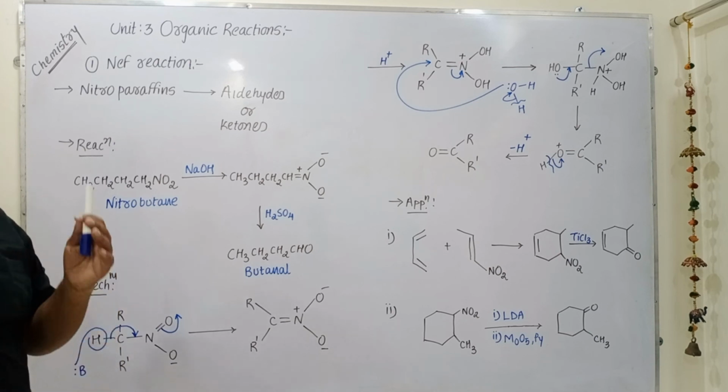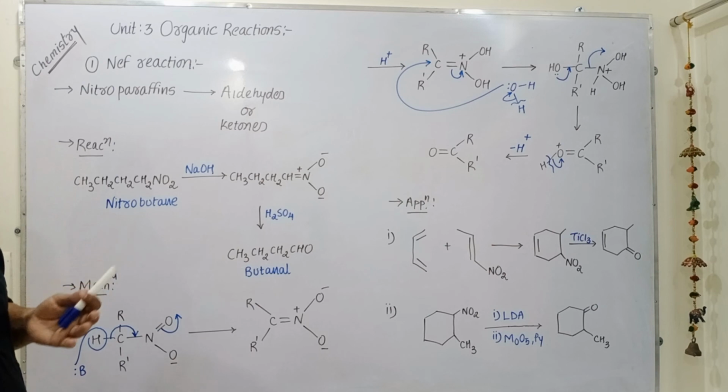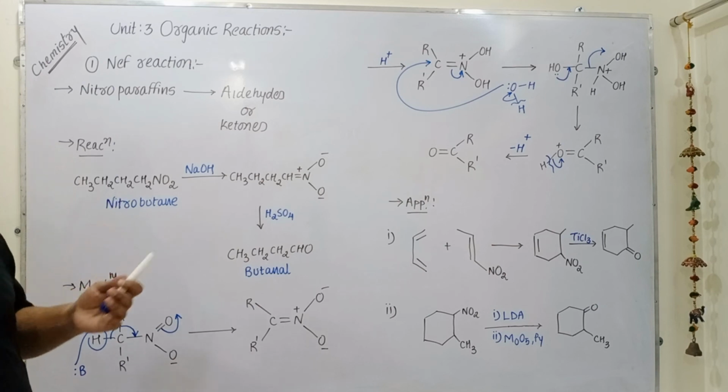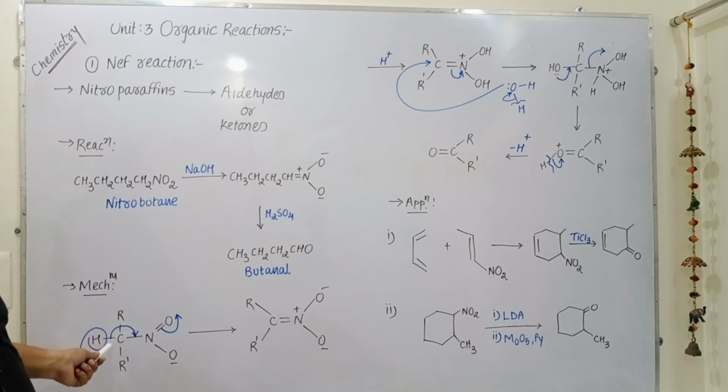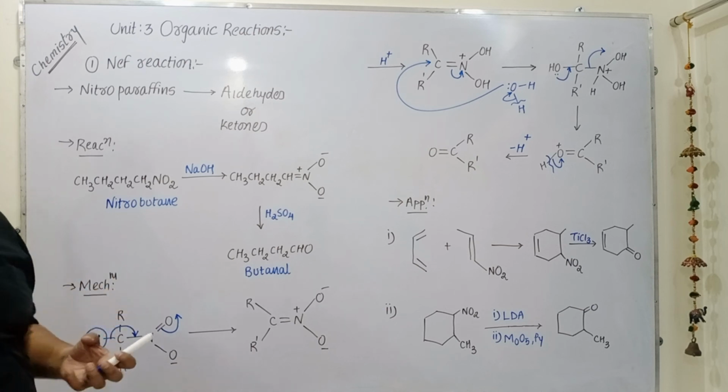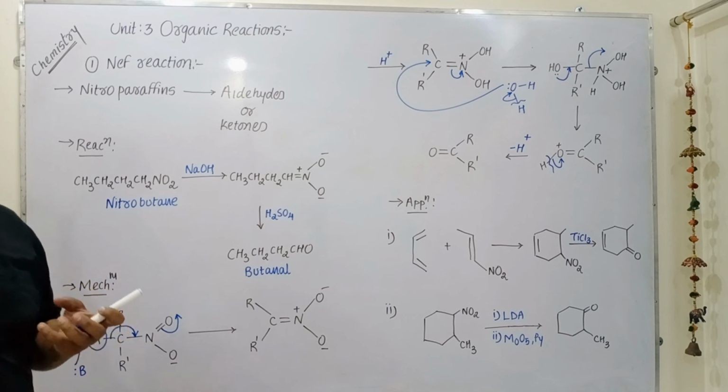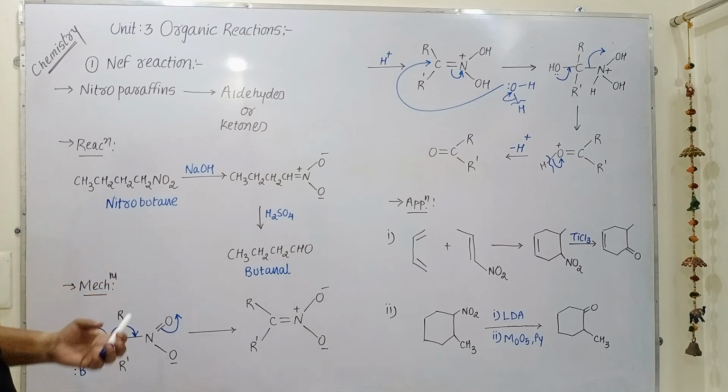Why? As we have already learned in 11-12 science as well as in BSc, the inductive effect. Due to the inductive effect, what will happen? This alpha hydrogen becomes highly acidic in nature, that is, easily removable or abstractable. So this base will abstract the proton.